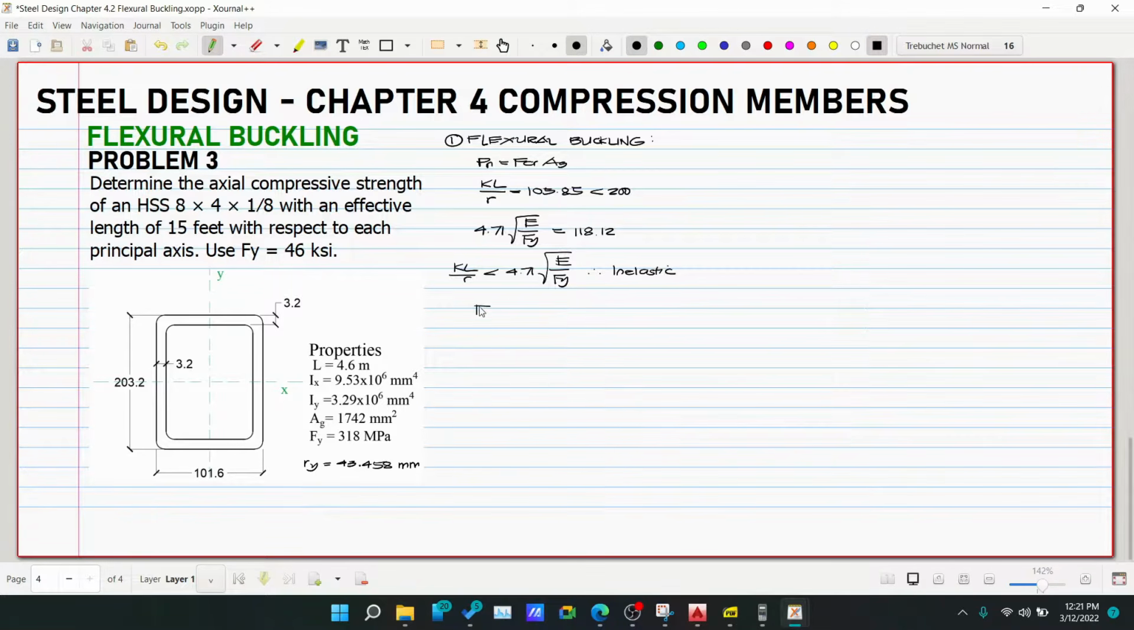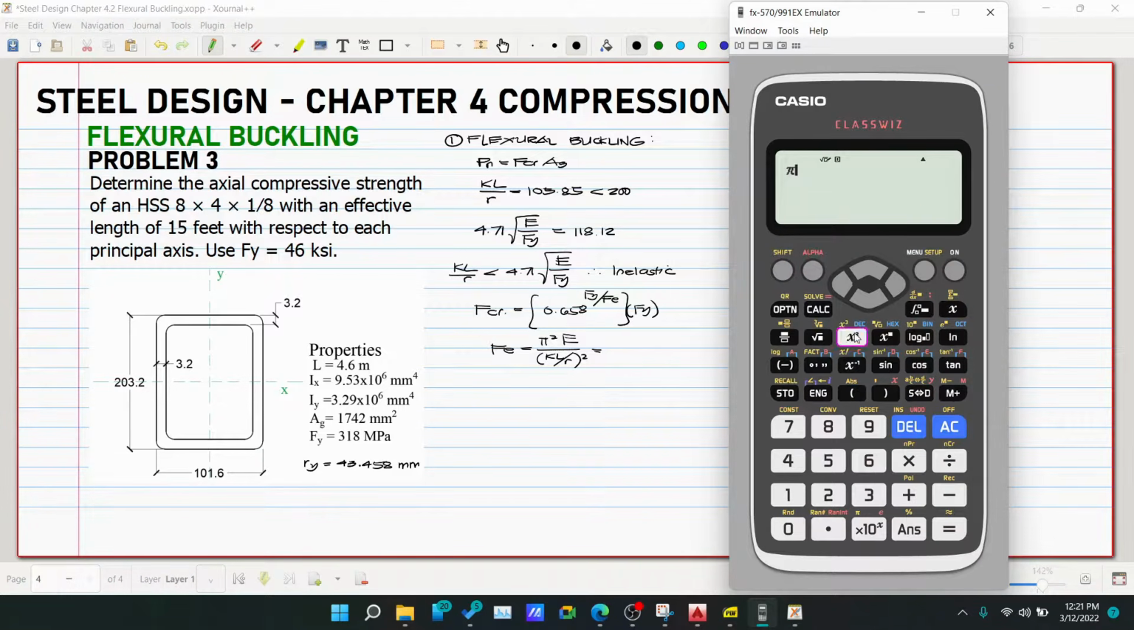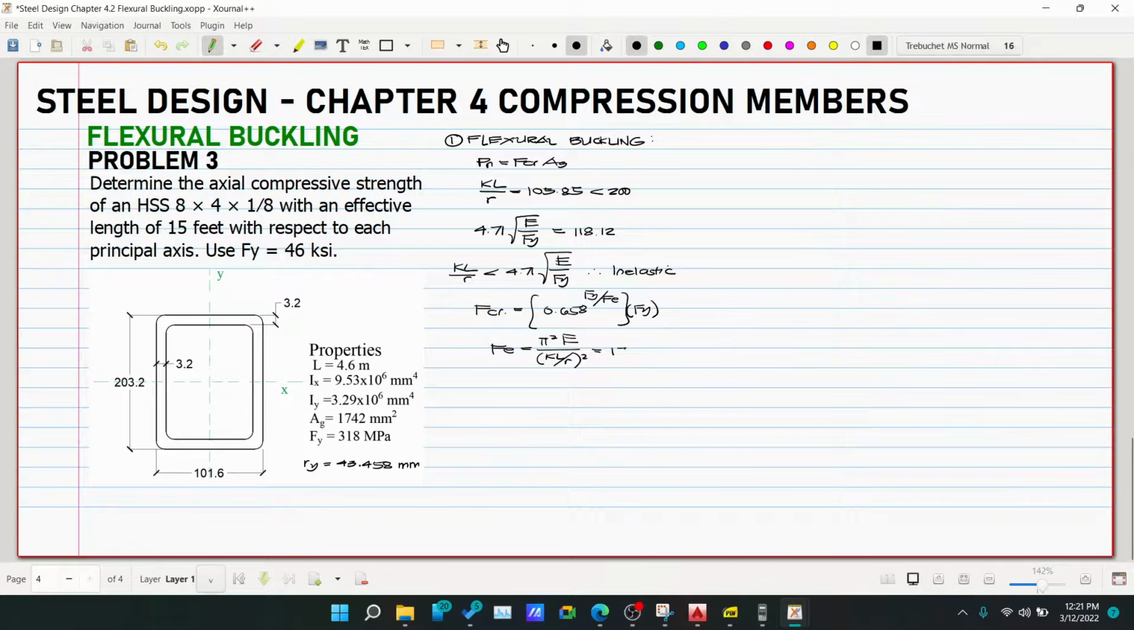Okay? So, ibig sabihin, yung ating Fcr is equivalent to 0.658 raised to Fy over Fe multiplied by Fy. So, kunin natin yung Fe. Fe is equivalent to pi squared multiplied by E over KL over r squared. So, pi squared multiplied by 200 times 10 raised to 3 over KL over r na 105.85 squared. So, 176.177 megapascal. So, makukuha natin yung ating Fcr.